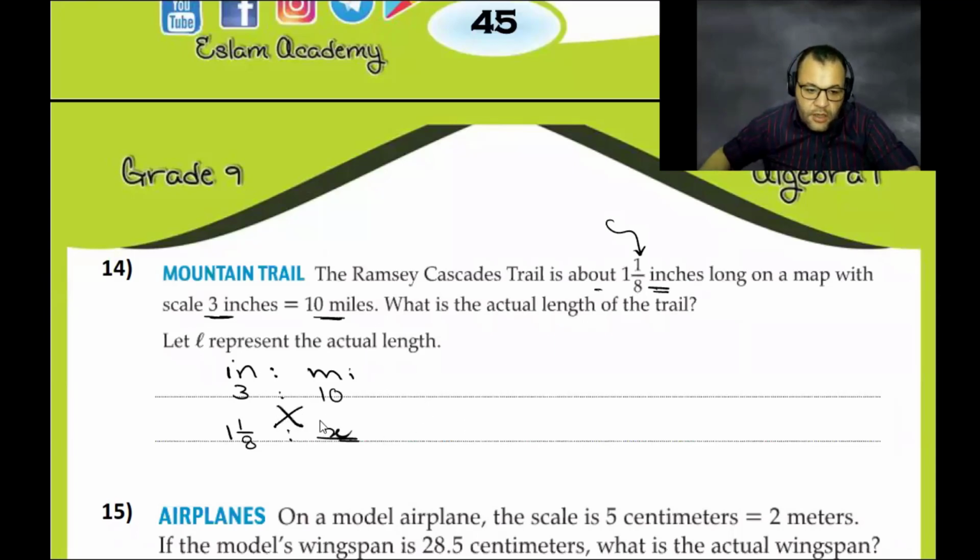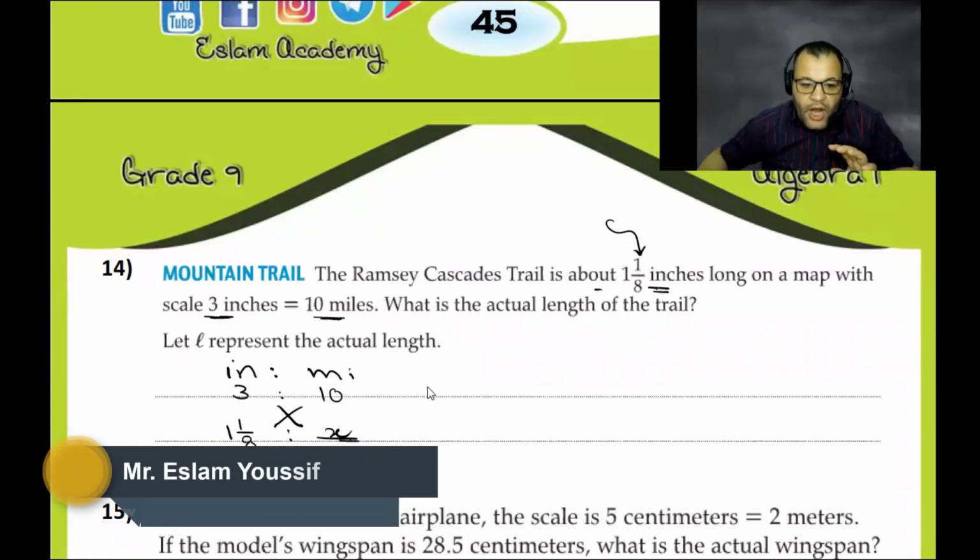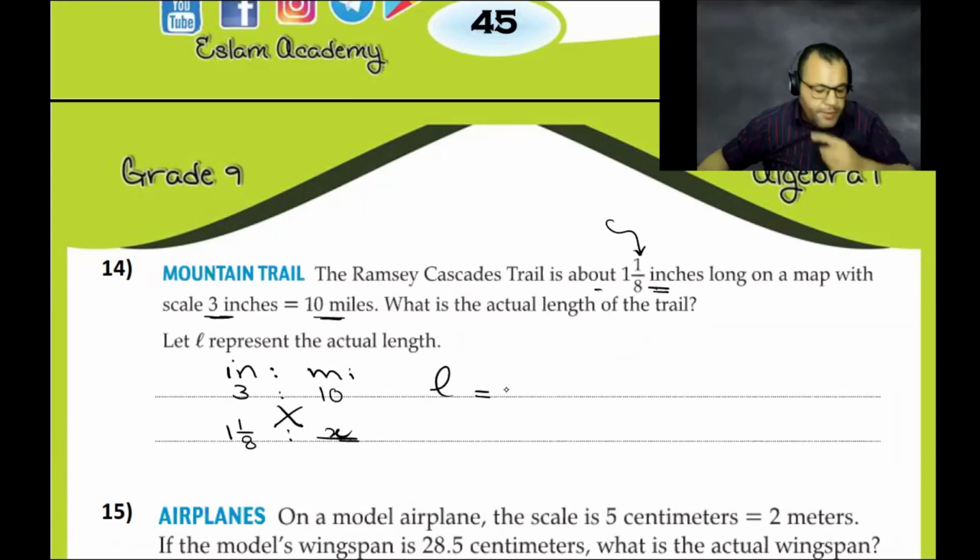So by using cross multiplication, the main point is that you find the two units that you compare between them, then write under each one the relation. You understand it? So the actual length that we need to find will be 10 times 1 and 1/8 divided by 3. So it will be?